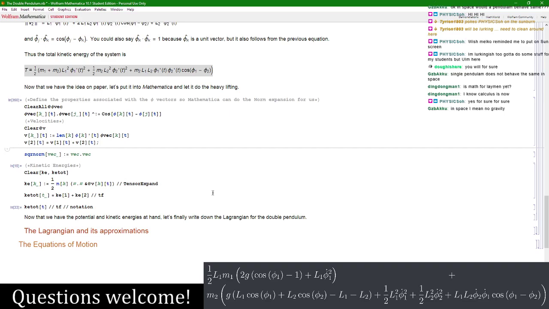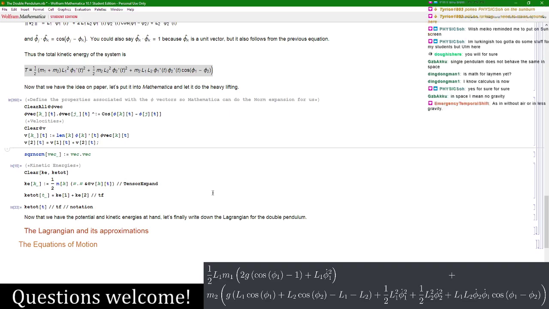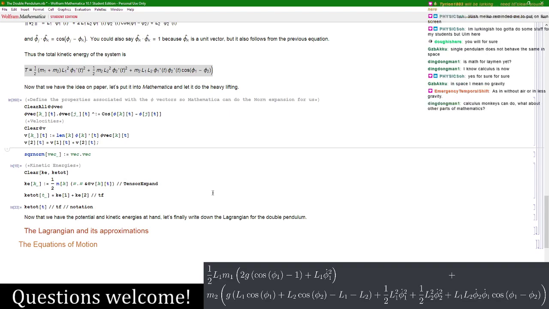GZB, yeah, if there was no gravity, or you were not experiencing any sort of acceleration, then the pendulum would not behave the same. In fact, if it has any initial velocity, then it would just spin around. Yeah, emergency, I think in less gravity, or no gravity, rather.